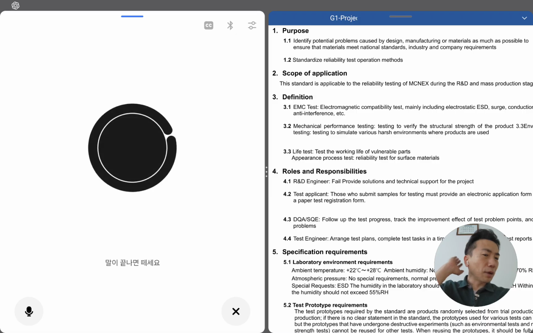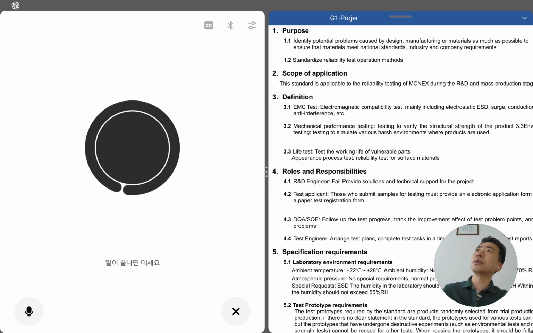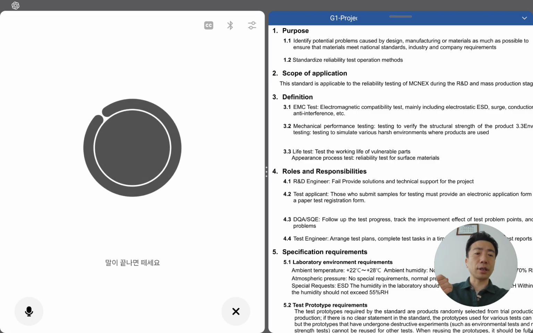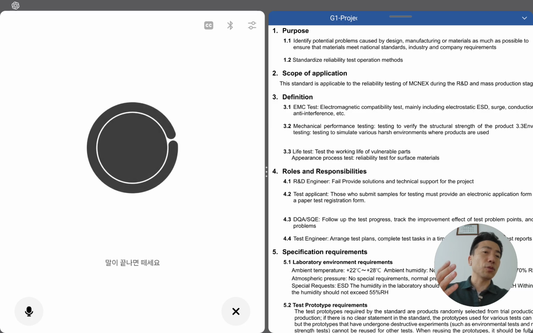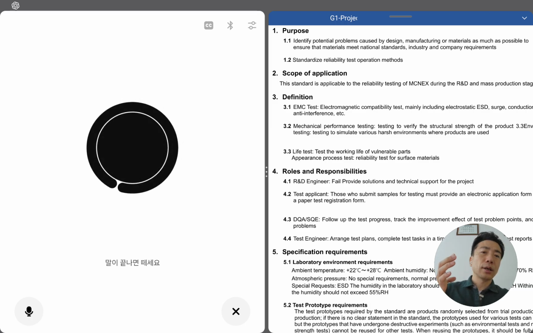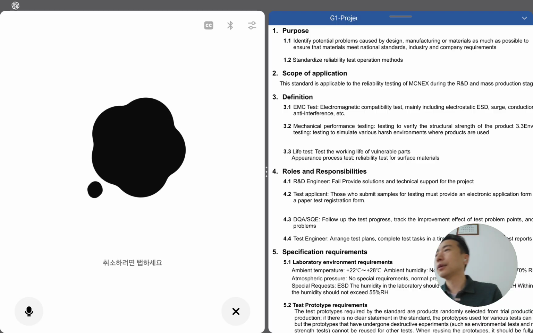Okay, I got it, GPT. How about this one? How can I express this opinion naturally in English? If I were the writer of this document, I would write blah blah blah. Do you understand?